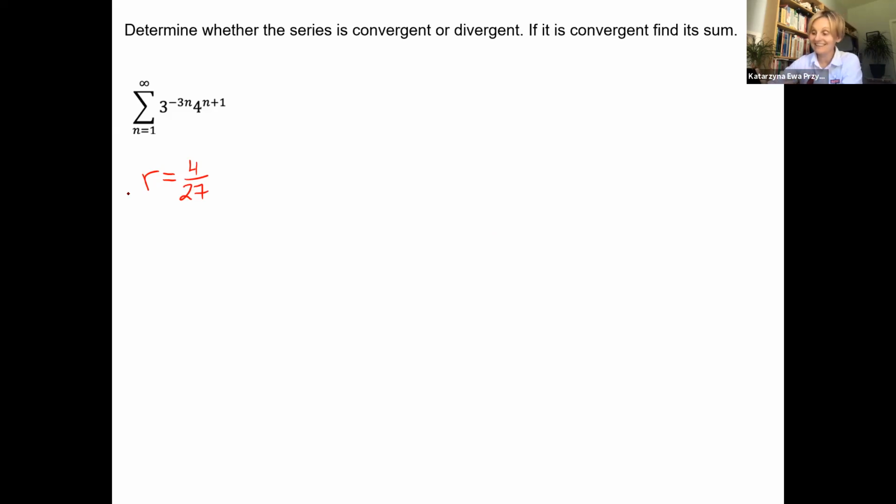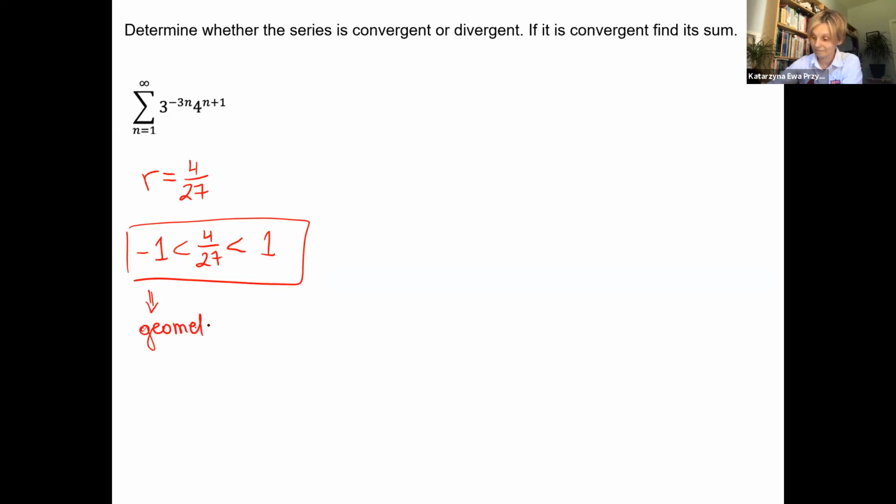Okay, and then this common ratio, 4/27, is between -1 and 1. Then the geometric series is convergent. Yeah, we can say the geometric series converges to S. And what is the formula for S, for the sum?